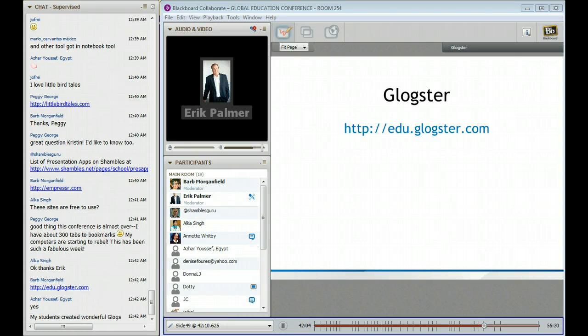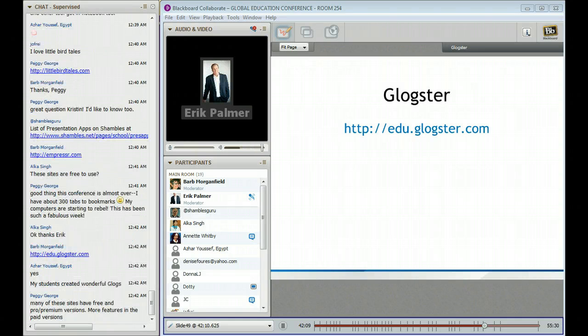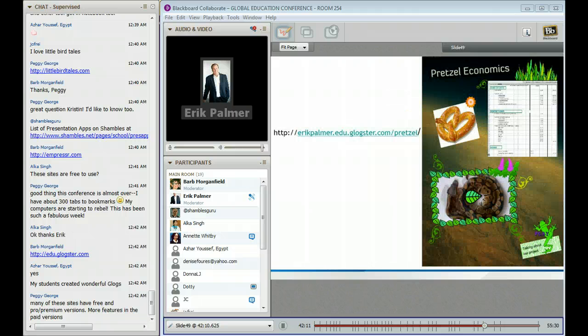You can look at videos of us working. You can listen to our voices as we're working. It's a great way to present information. This is an example of a poster that was created by some fourth graders.